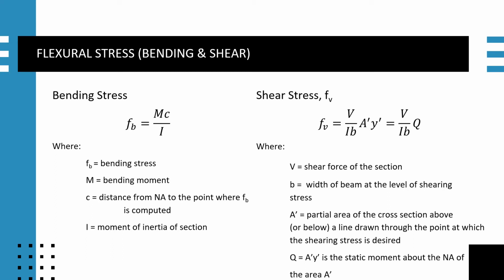So, B is the width of the beam at the level of shearing stress. A prime is the partial area of the cross-section above or below a line drawn through the point at which the shearing stress is desired. And then Q is equal to A prime Y prime, is the static moment about the NA of the area A prime. So, i-explain na lang natin yan kapag pagdating sa examples. So, tandaan nyo na lang muna yan. Tandaan nyo muna lahat yan. So, let's proceed.